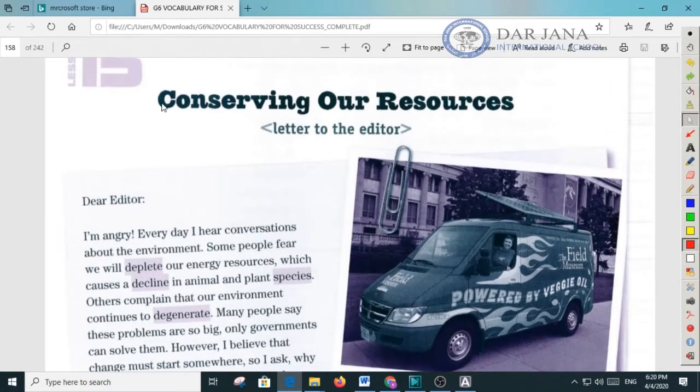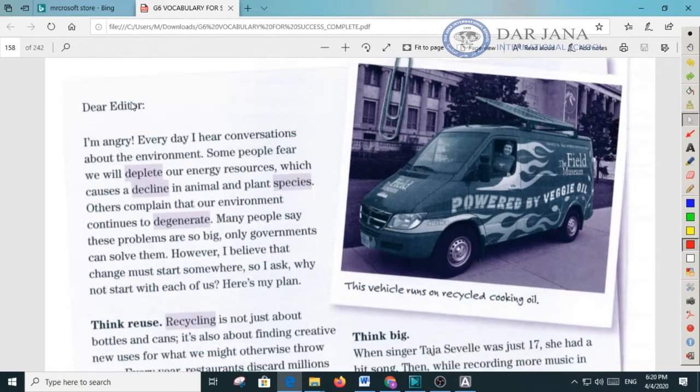Here it says, conserving our resources. Dear editor, I'm angry. So this is a sense of not being pleased. Every day I hear conversations about the environment. Okay, this person is in love with the environment. Some people fear we will deplete our energy resources.